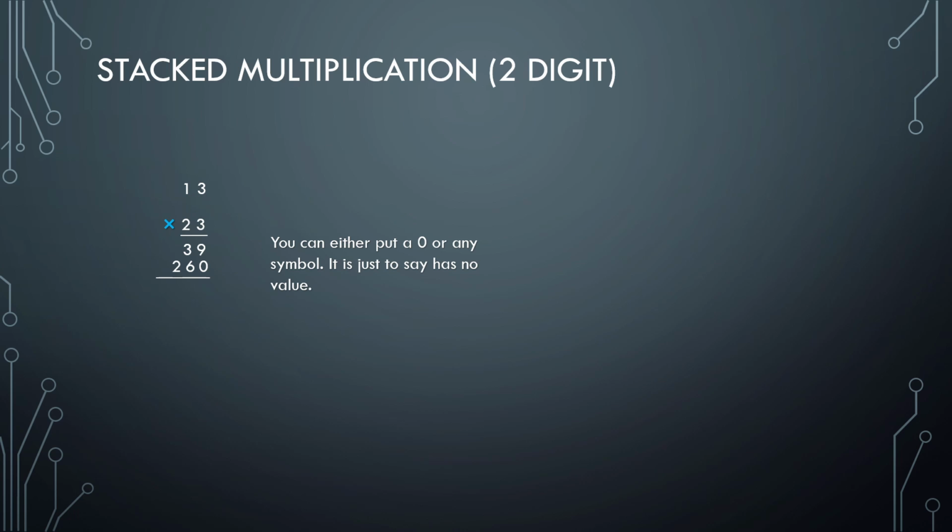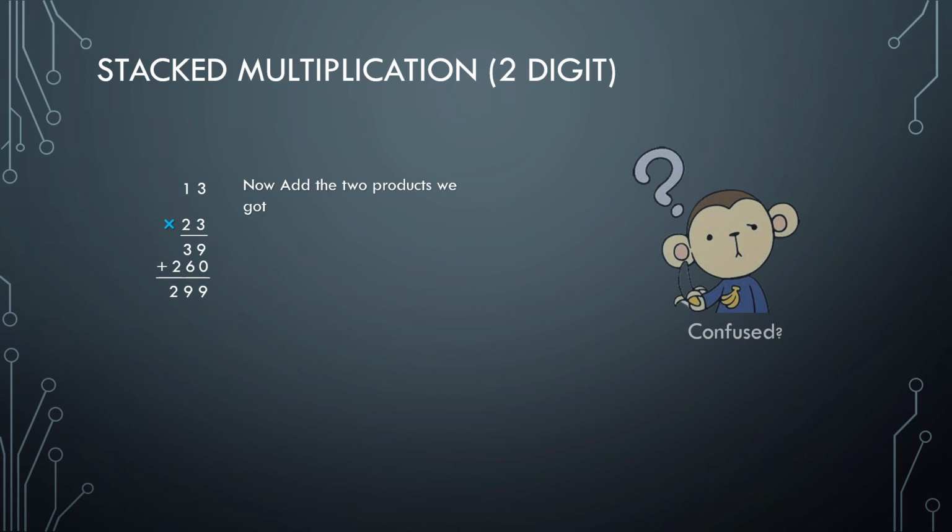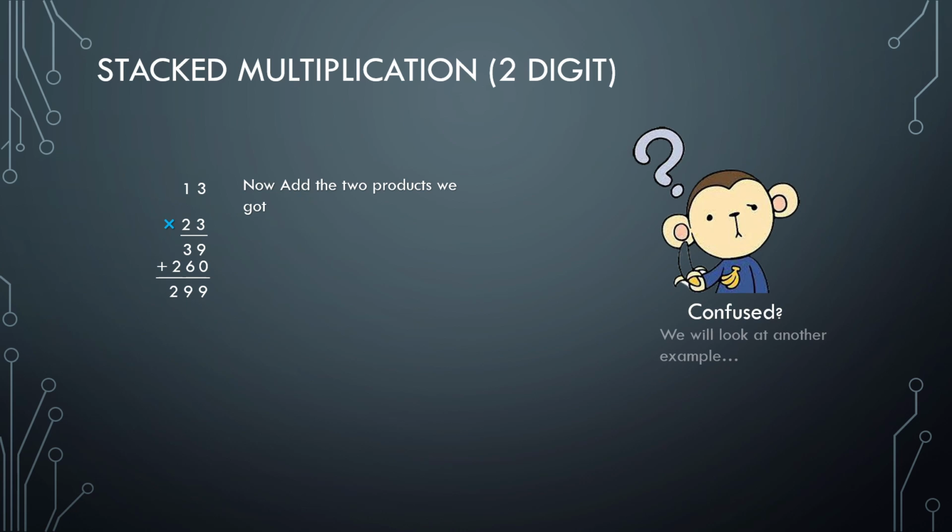The next step is to add the two products we got. After we add them, the answer you get is the product. In this case, it's 299. If you're confused on how to add, please check out our video on addition. I'll leave a pop-up card right now on the top right corner. If you're still confused on this, we'll look at another example.